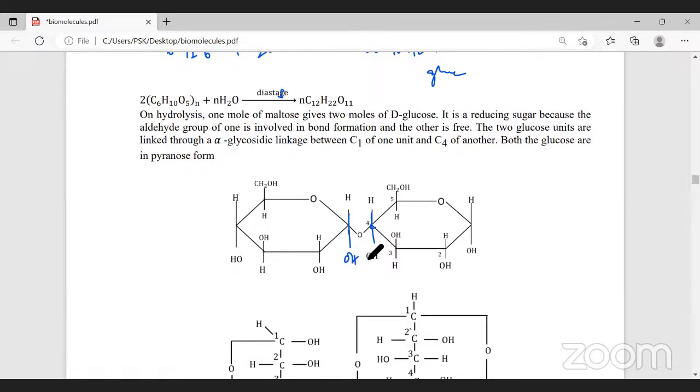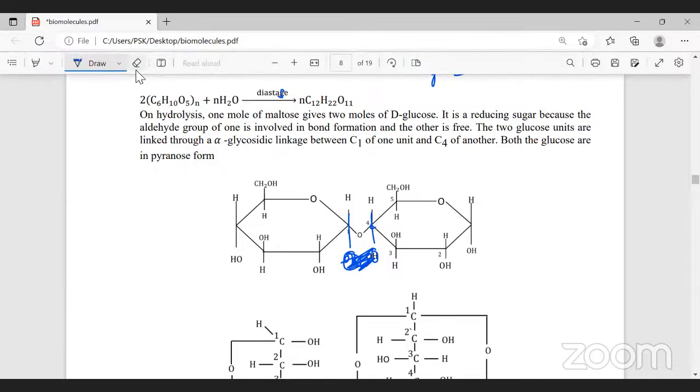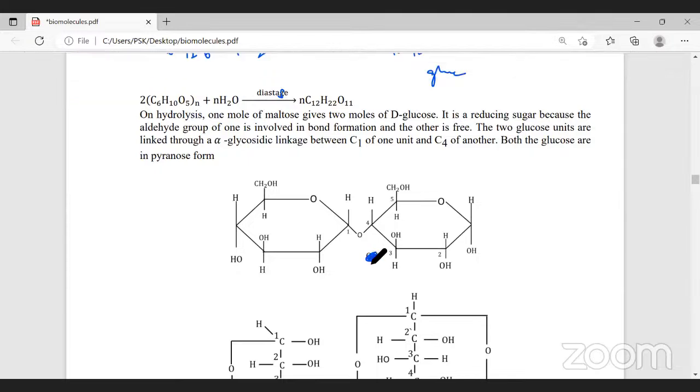When these two OH are close, water gets eliminated. When water gets eliminated, we have this oxygen. This oxygen will be bonded between the first carbon atom of one glucose unit and the fourth carbon atom of the other glucose unit. So we get a glycosidic linkage. This OH is not to be mentioned, it is wrongly printed. So C1 of one glucose unit and C4 of the second glucose unit.